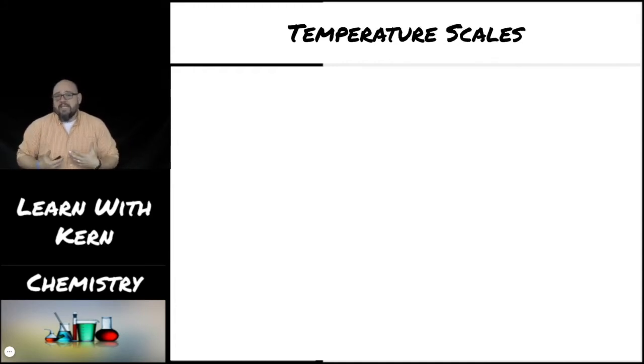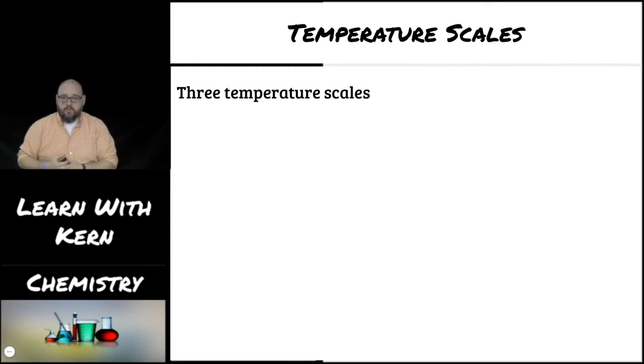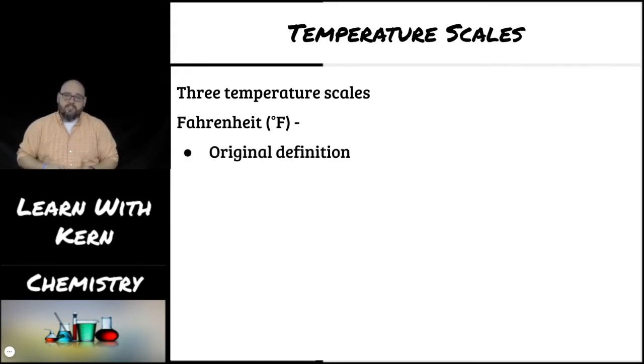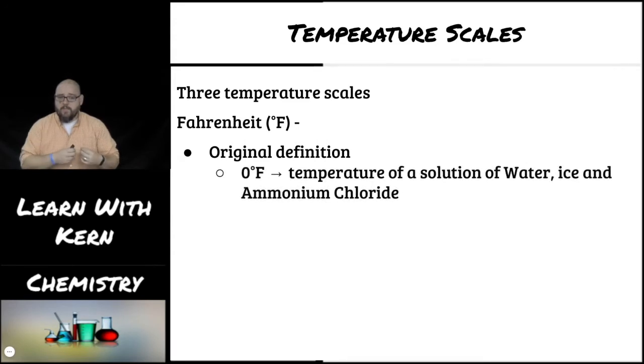Now, we have three different temperature scales that are used throughout the world. We're going to talk about those three temperature scales and which ones we're going to use. There's one that we're going to use more than any of the rest moving forward. All right, so we have the Fahrenheit scale, developed by Daniel Fahrenheit in the 1700s. The original definition was based on the temperature of a solution of water, ice, and ammonium chloride. I don't know the exact concentrations and proportions of this solution, but he set that temperature as zero. He arbitrarily said that the temperature of this particular solution is 0 degrees.